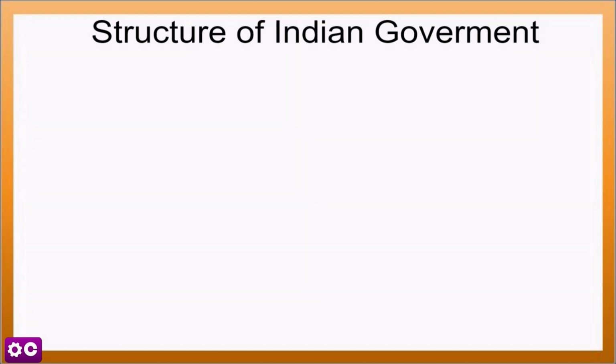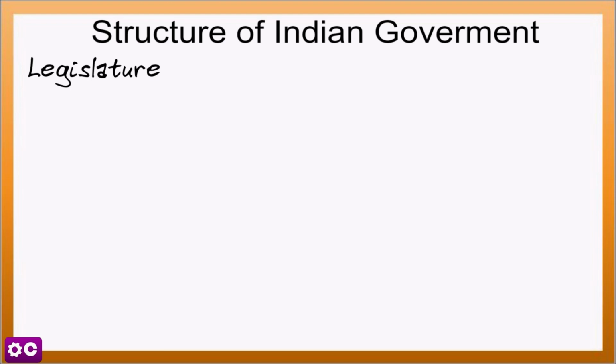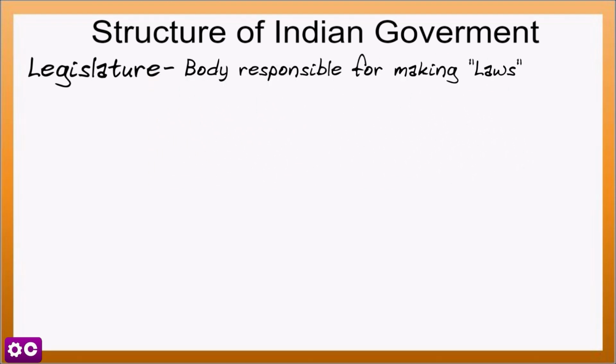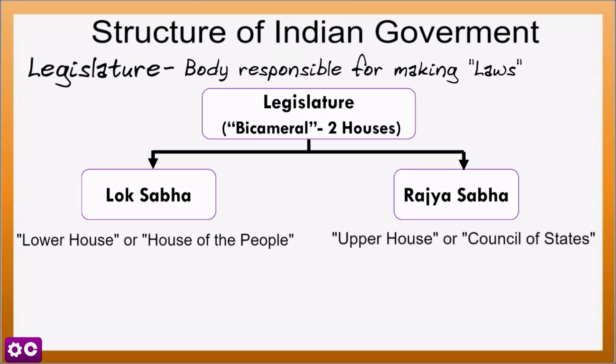First, let's look at the legislature. The word legislature means the body of the country which is responsible for making the laws. India has a bicameral legislature. That means there are two houses which exercise the power to make laws for the country. The two houses are Lok Sabha, also known as lower house or the house of the people, and the second one is Rajya Sabha, which is also known as upper house or the council of states.